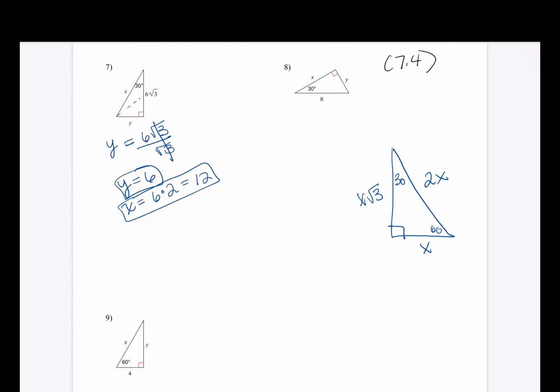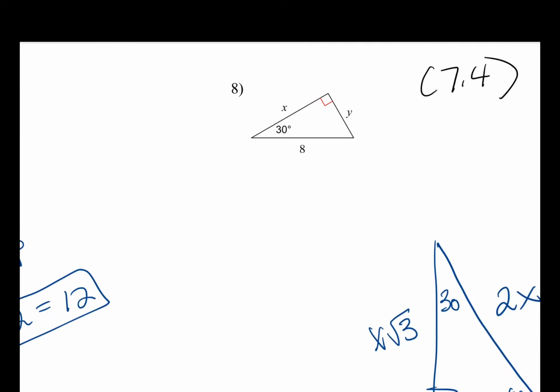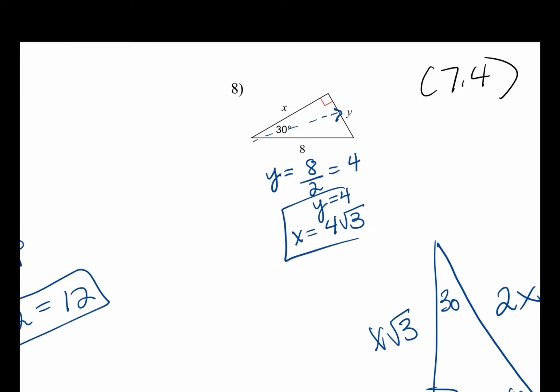For number 8, you are given the hypotenuse. When you're given the hypotenuse, you want to get the short leg first, which is the side across from the 30-degree angle, so the short leg is y. To get the short leg, when you're given the hypotenuse, you just divide by 2. So y equals 4. Now that you have your short leg, you can get the longer leg by multiplying the short leg by root 3. So y equals 4, x equals 4 root 3.